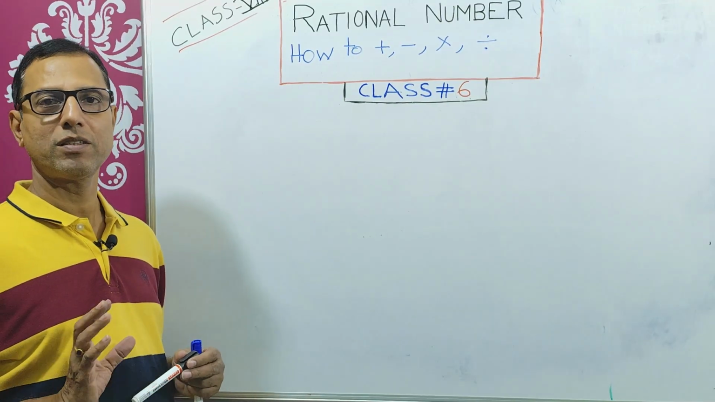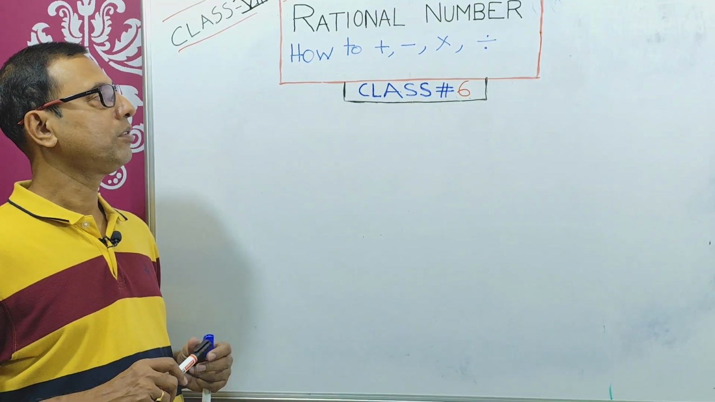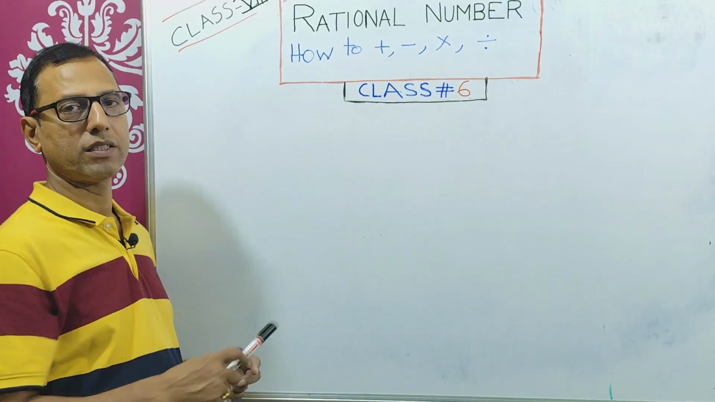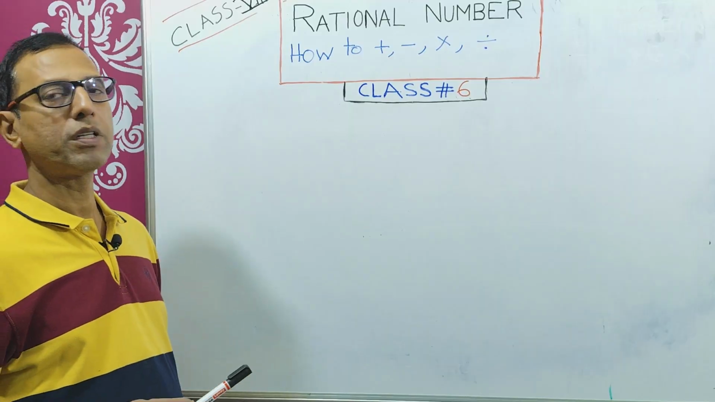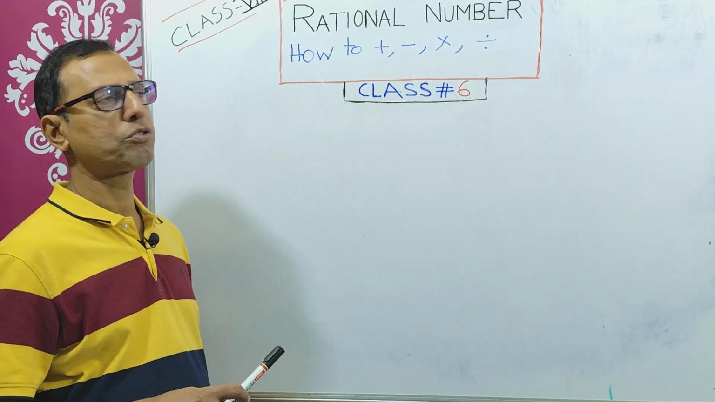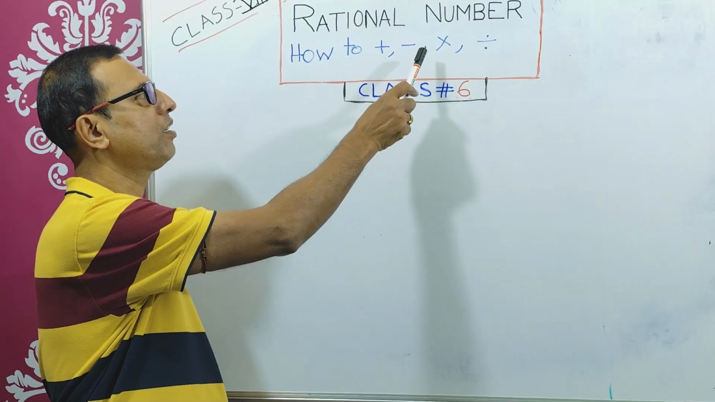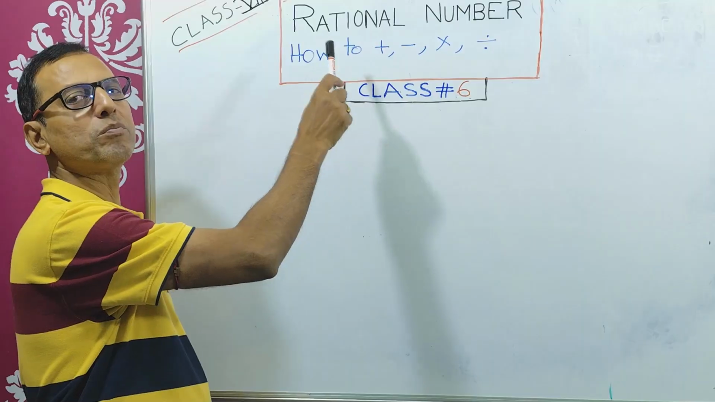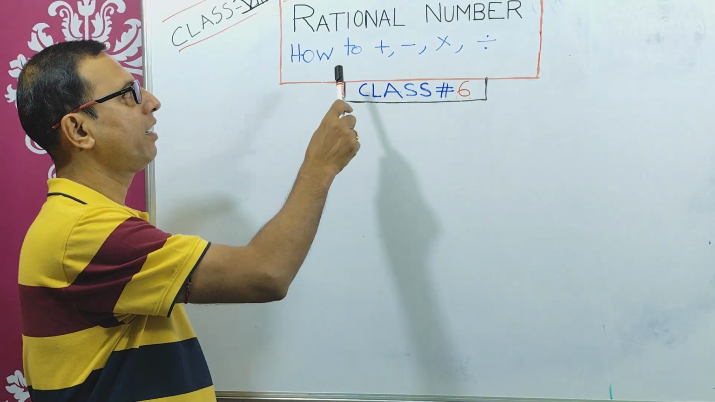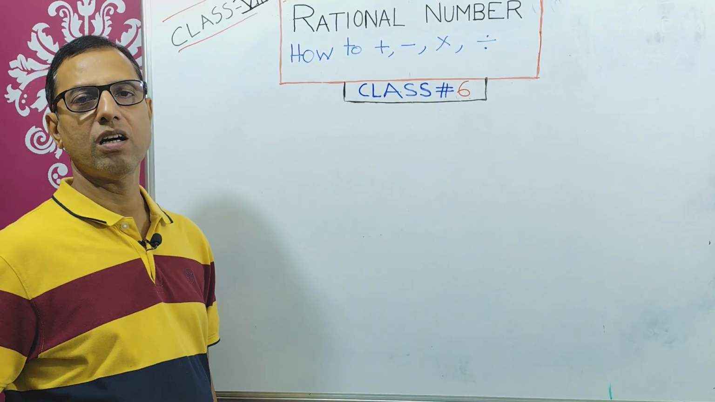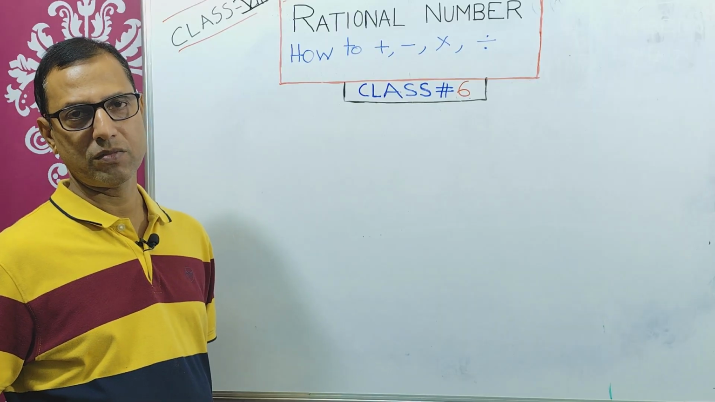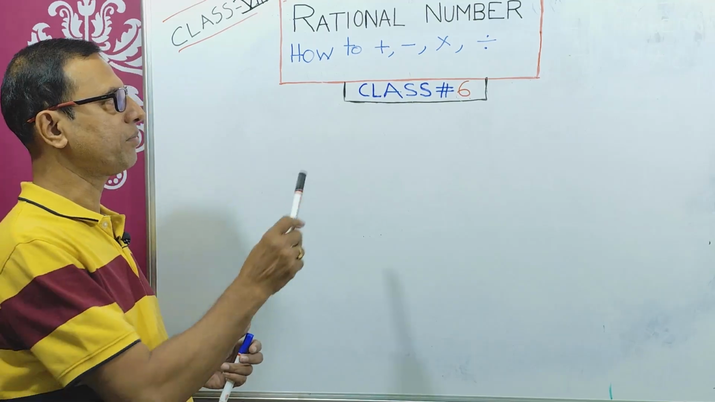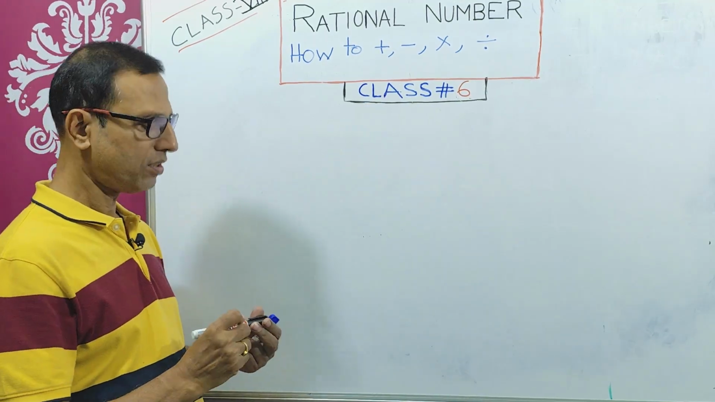Hello students, Subtraction. Okay, so this is our last class on rational numbers. This is class number 6. Today I will show you how to do addition, subtraction, multiplication and division of rational numbers. It is more or less the same as addition and subtraction of fractions, so there is nothing new, but still I'm covering a section here.